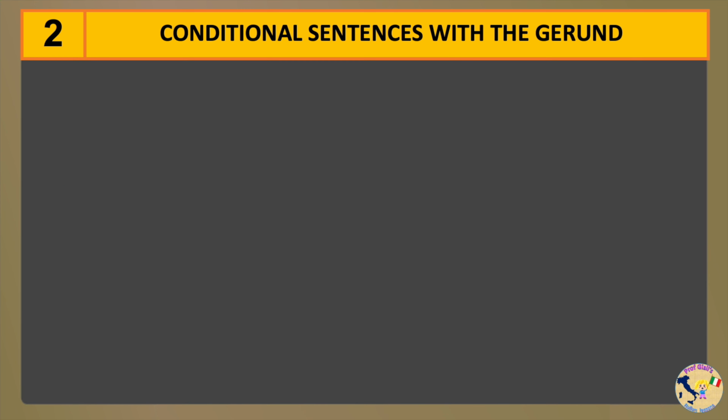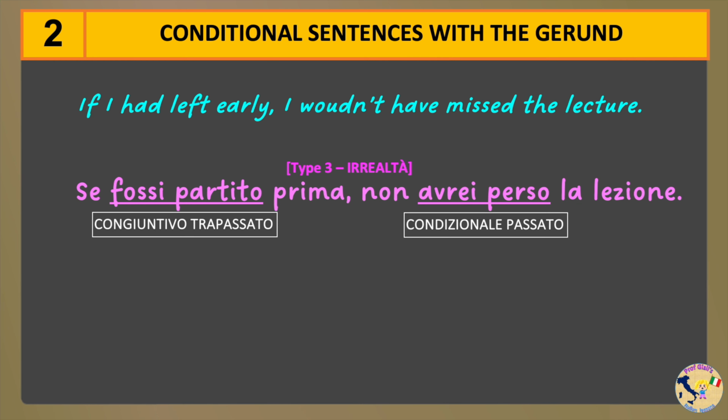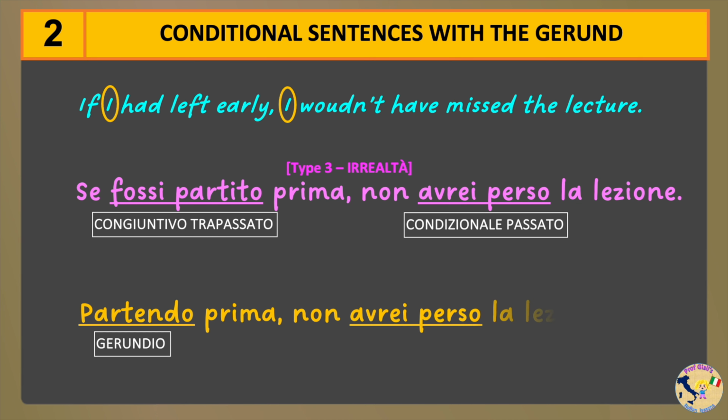One more example. "If I had left early, I wouldn't have missed the lecture." In Italian, we can use the type 3 conditional sentence structure and say "Se fossi partito prima, non avrei perso la lezione." But again, because the English sentence has got the same subject in both the main clause and the subordinate clause, we can translate it into Italian by using the gerund to express the condition and say "Partendo prima, non avrei perso la lezione." And once again, both sentences are fine to use.